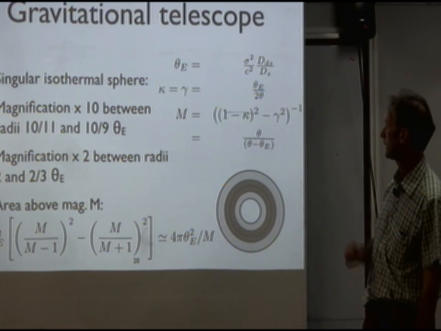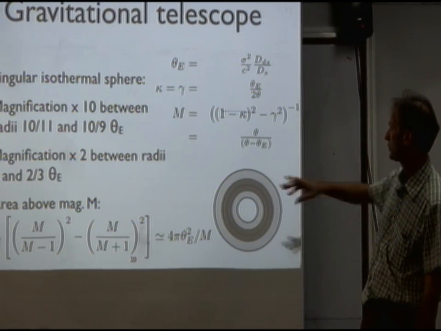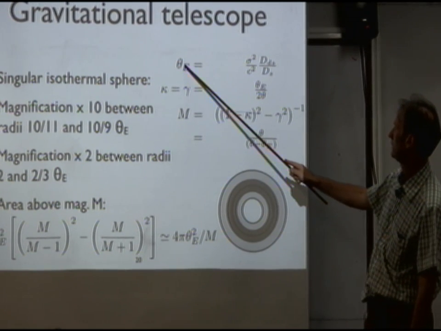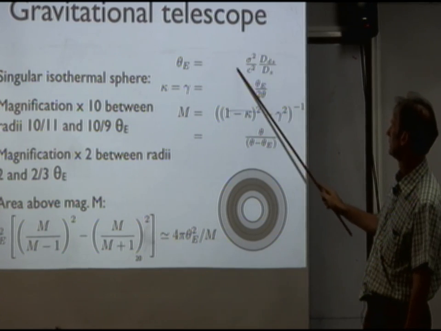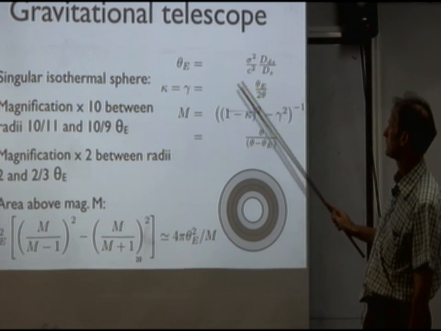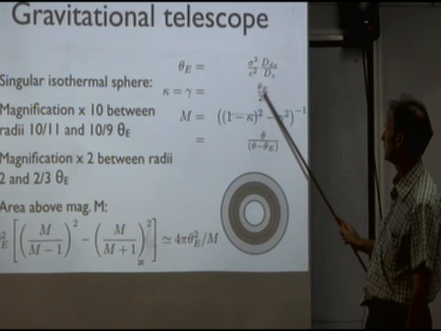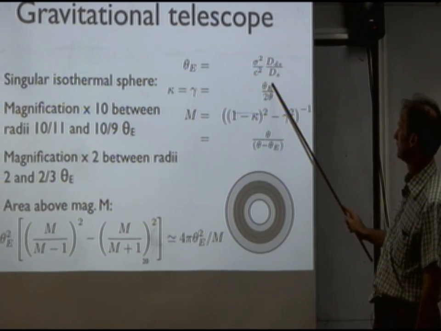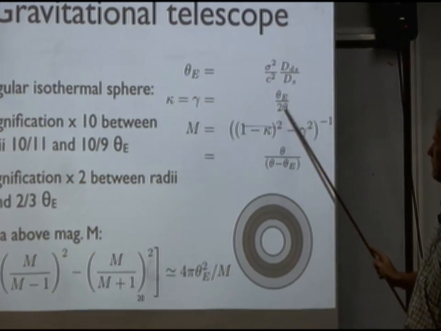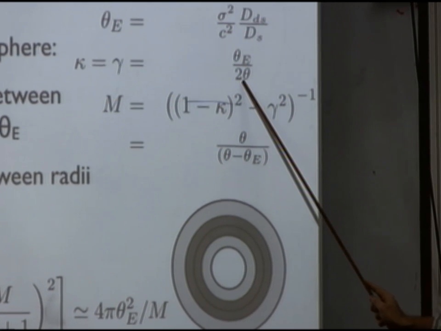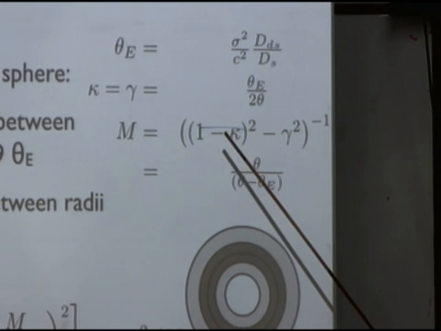So we can do a simple calculation, for example, using the singular isothermal sphere. In the singular isothermal sphere, here's our Einstein radius in dimensional units. You can show that both the convergence and the shear are equal to theta_E over 2 theta. So at the Einstein radius, both kappa and gamma are equal to 1/2 for a singular isothermal sphere.